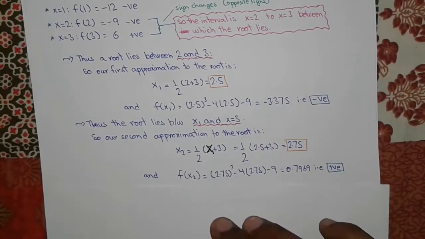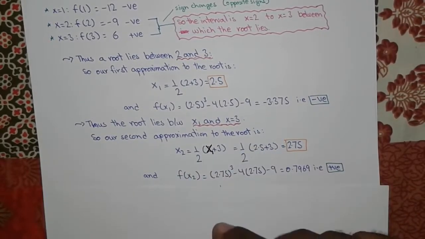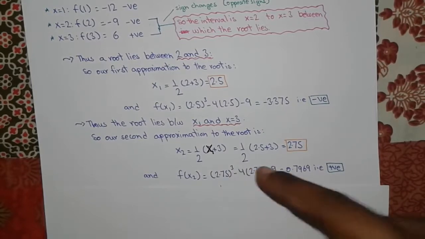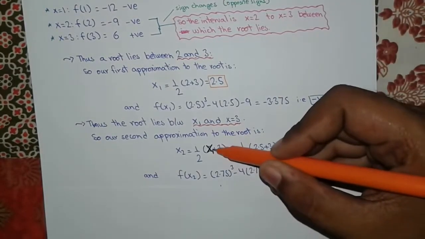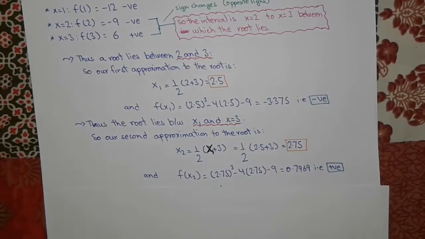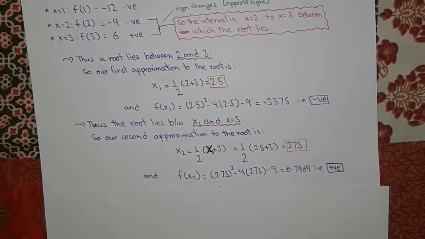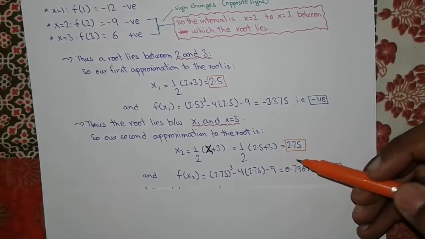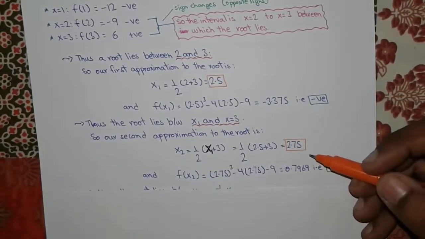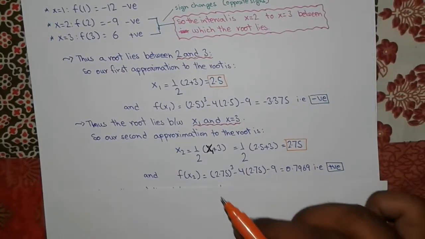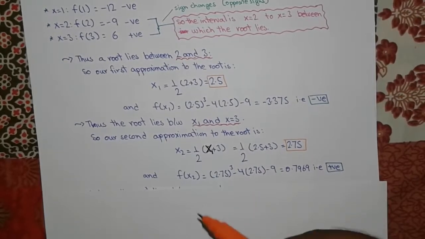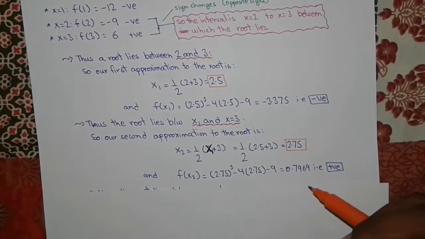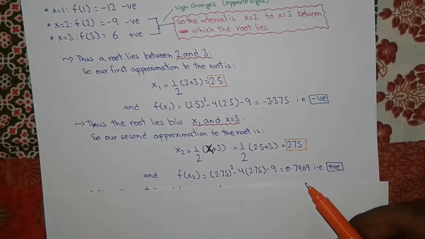So our second approximation to the root is x2 equals half of x1 plus 3. This is x1, I made a mistake, so that's why. So x2 equals half of 2.5 plus 3, that is coming at 2.75. So we will now check the value of f of x2 by putting the value of x2 into the equation. That is coming positive 0.7969.